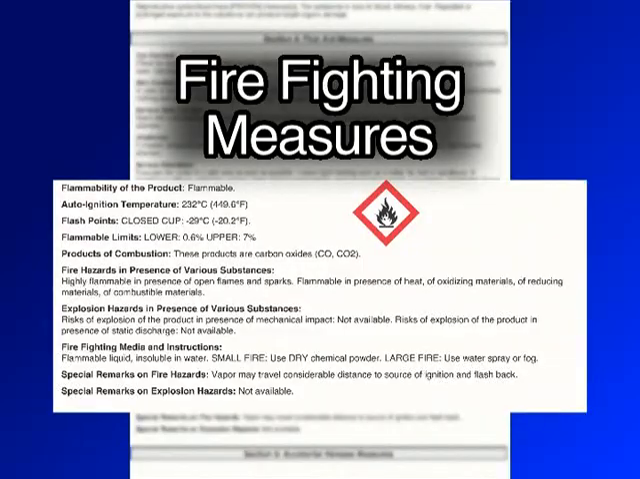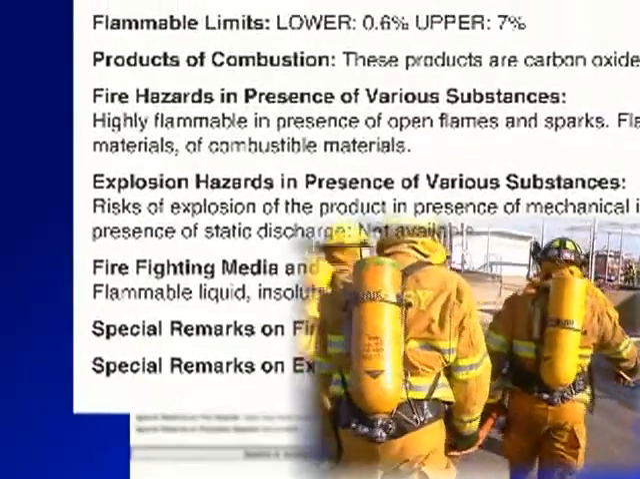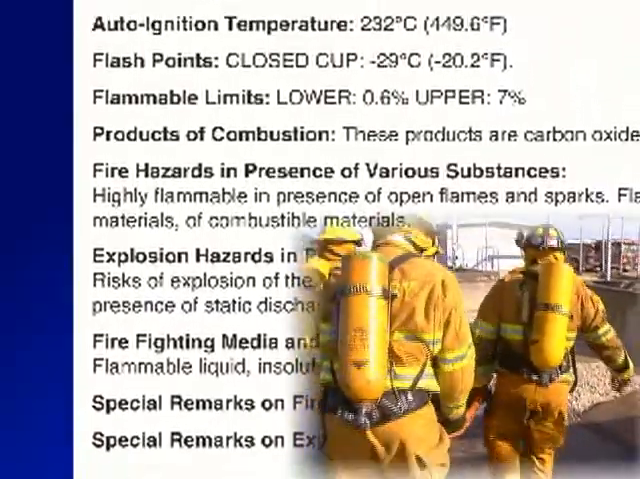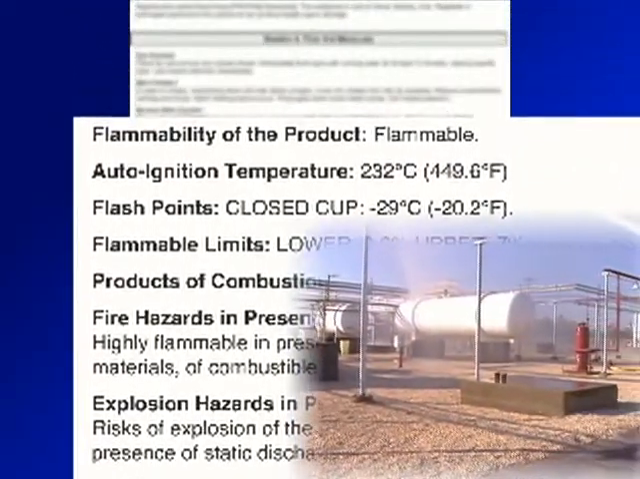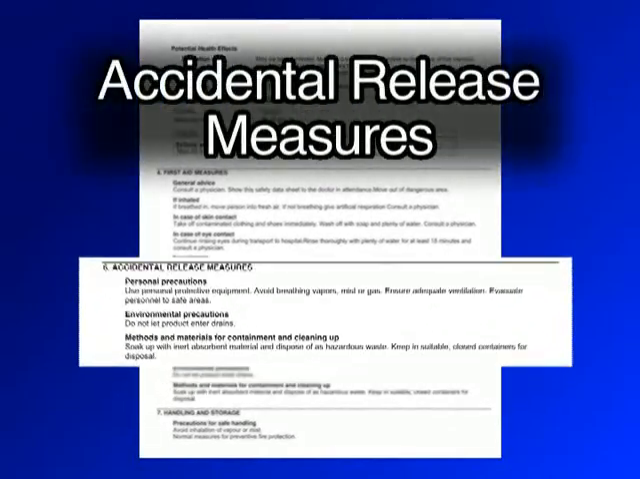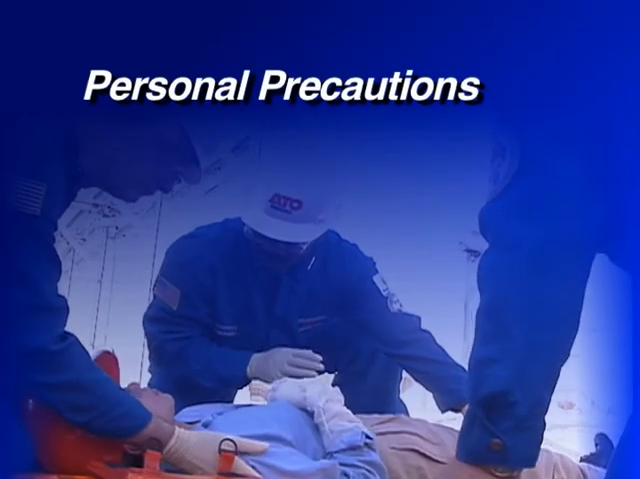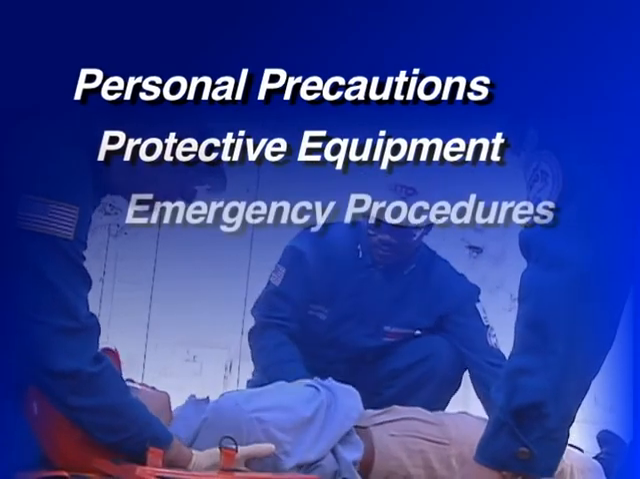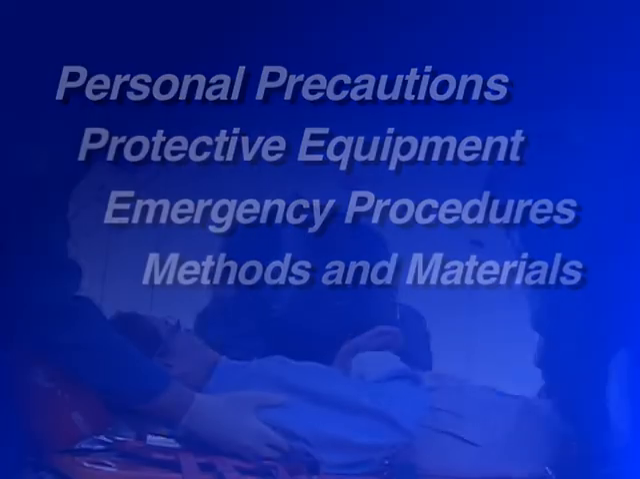Firefighting measures. List appropriate and inappropriate extinguishing techniques and equipment for the chemical. Specific hazards arising from the chemical. An example would be the nature of any hazardous combustion products and any and all special protective equipment and precautions for firefighters. Section 6. Accidental release measures. List steps to take in the event of a spill or other type of accidental release. State personal precautions, protective equipment and emergency procedures, and methods and materials for containment and cleaning up.